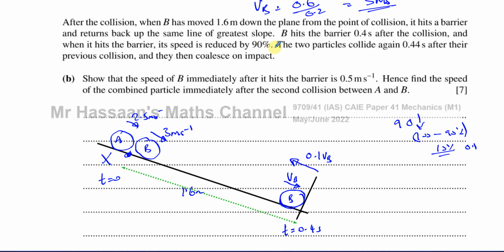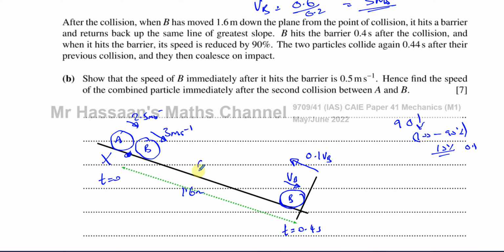So we should now make sure that we get this. We will try to find out the velocity of B when it hits the barrier. We know the time it's taken to go this far is 0.4 seconds. We know the distance it's gone through. We know its initial speed. We want to find its final speed over this distance. We could use suvat. We could even use energy, potential energy, or suvat.